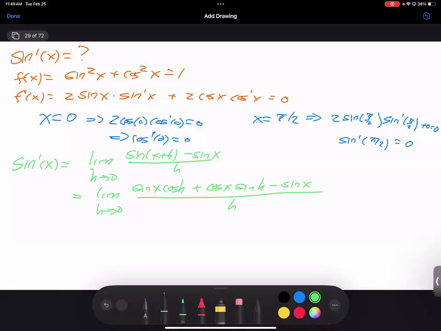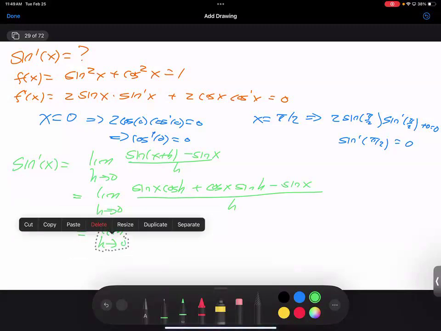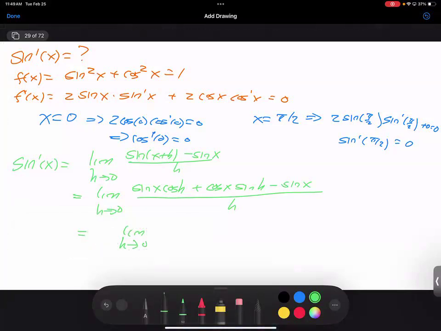What should we group together? Yeah, so this will be the limit as h goes to 0. I can pull out the sine of x. I forgot to leave room, so I'll have to do it like this. Sine of x, limit as h goes to 0 of cosine of h minus 1 over h, plus the limit as h goes to 0 of, I can pull out the cosine of x, and I'll have sine of h over h.